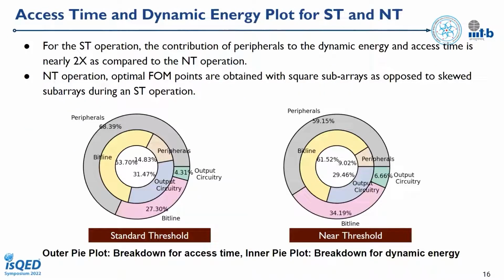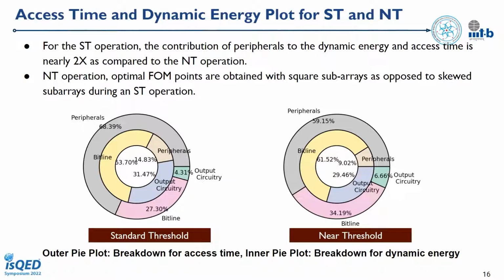Again, to understand the deviation of the optimal point for different supply voltages, we plot the breakdown of access time and dynamic energy per access for 32 KB subarray for a 512 cross 512 arrangement in a stacked pie plot as shown in the figure.